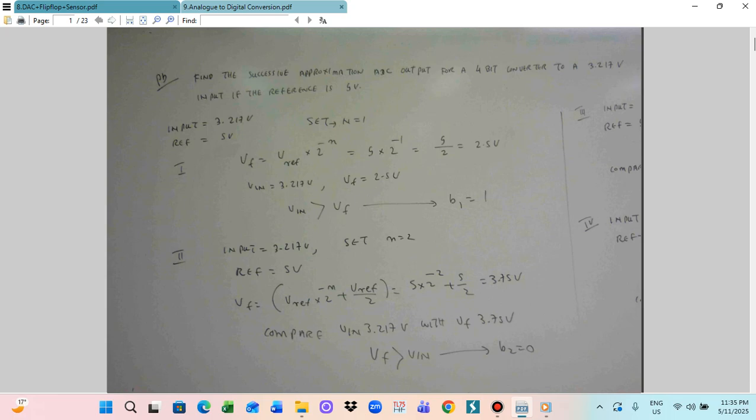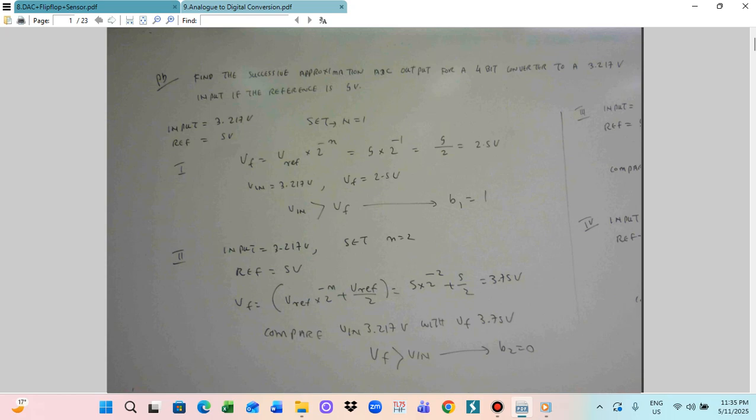First we make the comparison. The input is at 3.2174 volts, and the reference is 5 volts. For the first comparison you have to utilize the equation Vf is equal to V reference multiply 2 power minus n. First you have to use this formula with the reference voltage to make the comparison.